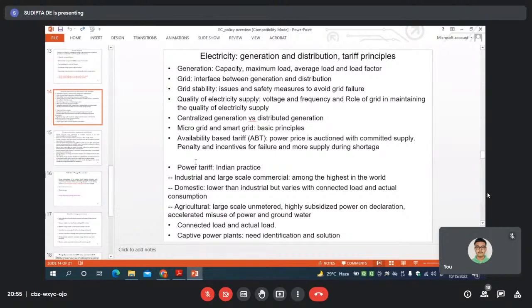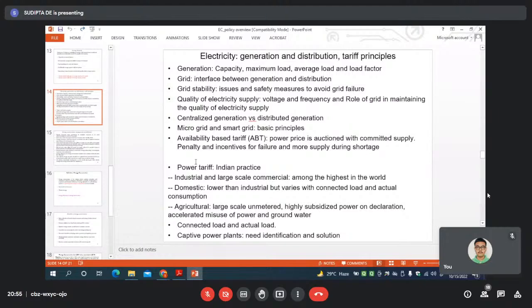Now the domestic sector tariff depends on what you ask for as the connected load. It has different slabs like income tax slabs. Say if you demand from 0 to 5 kilowatt, there is one tariff. That means the per unit price of electricity is a little bit lower. If you go for a higher slab, the next slab may be 5 kilowatt to 10 kilowatt.